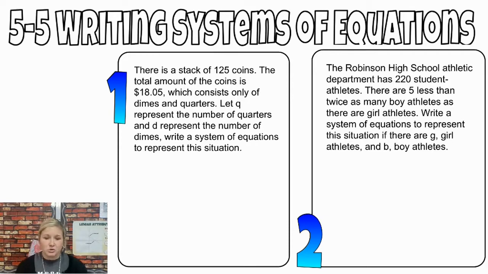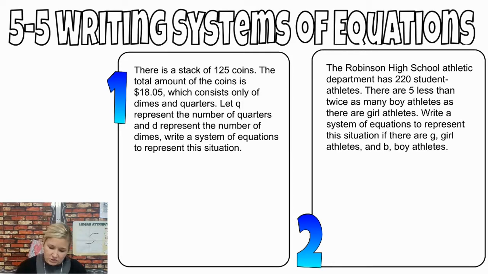There's a stack of 125 coins. The total amount of the coins is $18.05, which consists of only dimes and quarters. We're going to let Q represent the number of quarters and D represent the number of dimes, and we are going to write a system of equations to represent this situation. The first thing I want you to do is label those two variables and write those out.